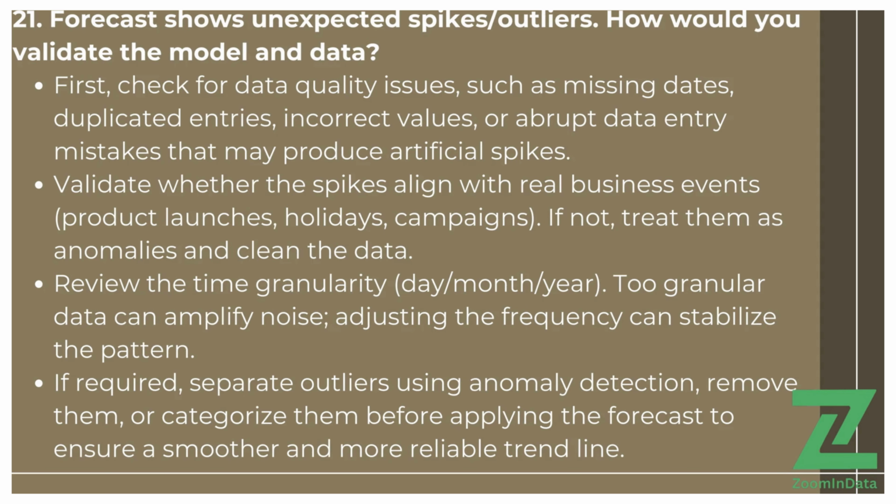21st question. Forecast shows unexpected spikes or outliers. How would you validate the model and data? First, check for data quality issues, such as missing dates, duplicated entries, incorrect values, or abrupt data entry mistakes that may produce artificial spikes. Validate whether the spikes align with real business events, product launches, holidays, campaigns. If not, treat them as anomalies and clean the data.